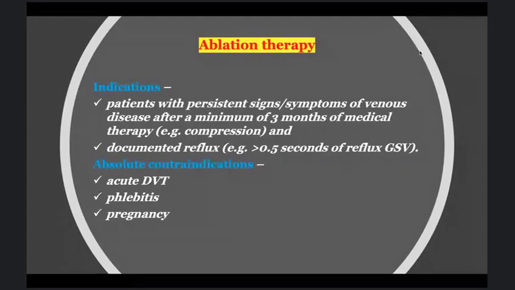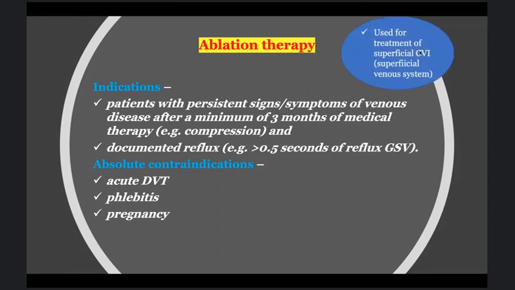Indications for ablation therapy: a patient with persistent signs and symptoms of venous disease after a minimum of 3 months of therapy and documented reflux. Absolute contraindications: acute DVT, phlebitis, pregnancy. If the patient has DVT and varicose veins, ablation therapy is completely contraindicated. If the patient has phlebitis or cellulitis, and of course in a pregnant patient, ablation therapy cannot be done. Now, as I focused before, this type of therapy, ablation therapy, is used for treatment of superficial CVI in the superficial system.